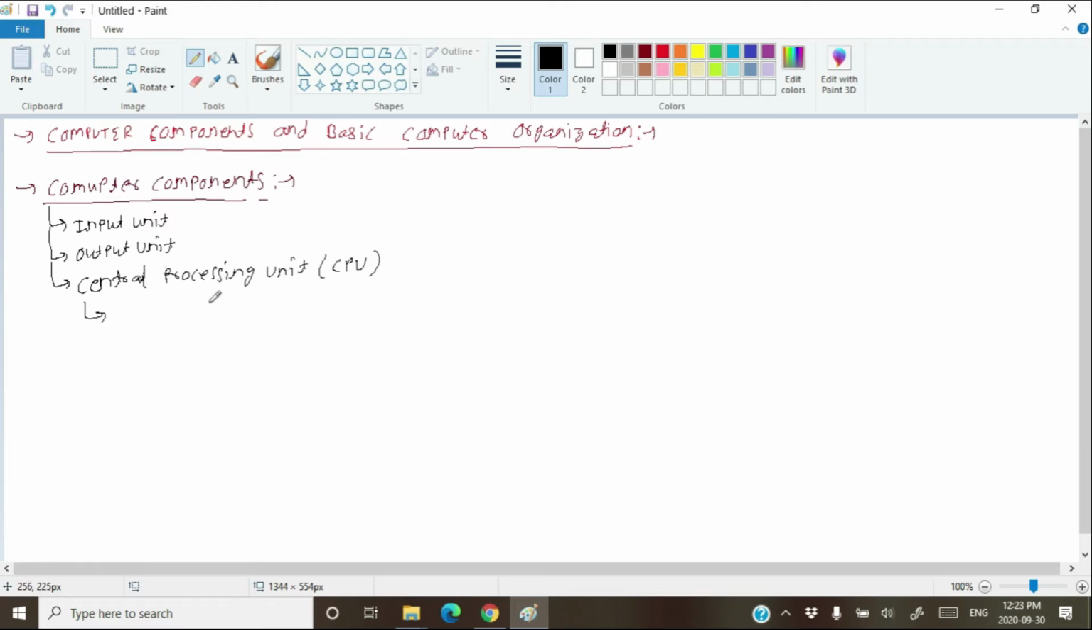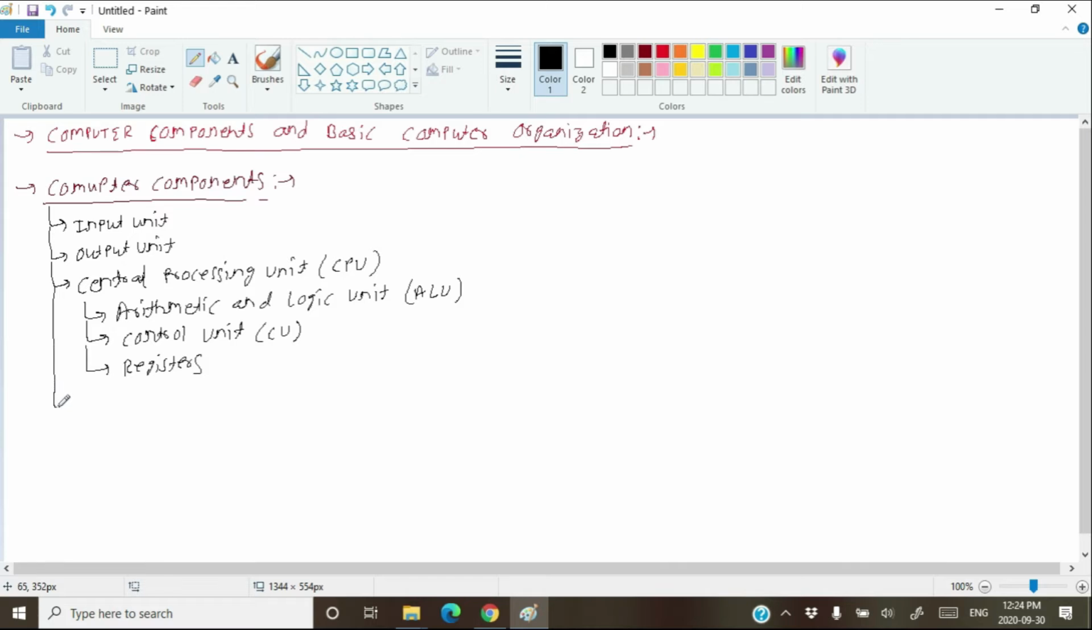The CPU itself, the central processing unit itself, has three different parts. First one is called arithmetic and logic unit, also called ALU. Second one is called control unit, called CU. The third one is called registers. We will learn about all these parts one by one. So we are done with the central processing unit.